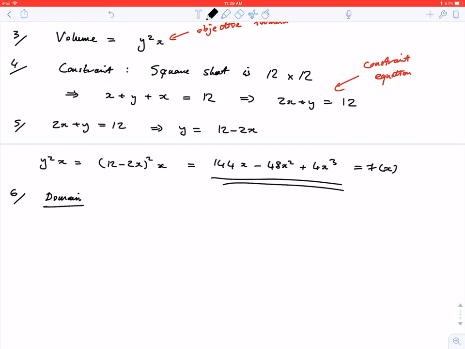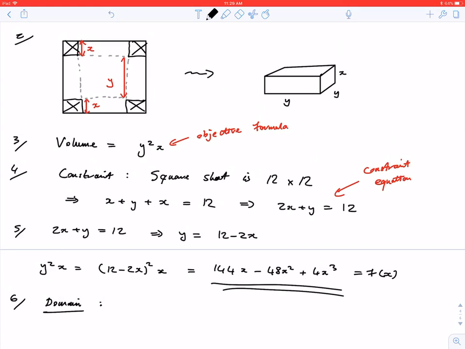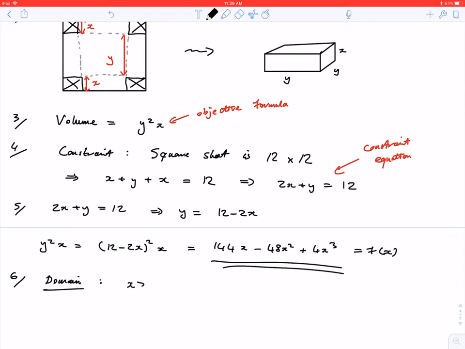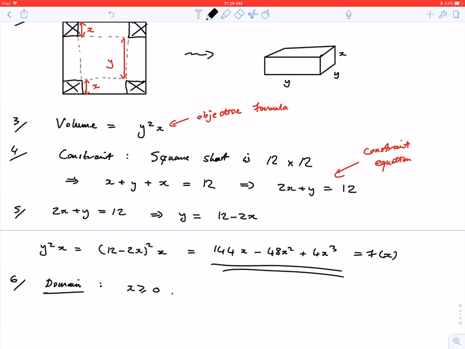And let's take a look at the domain in this case. So first of all, the domain of a polynomial is everything. We need to think carefully about what restrictions are placed on x by the problem. So let's go to the top. First of all, clearly, x is bigger than or equal to 0. You can't have negatives here. Also notice, actually, let's take a look at the constraint equation.